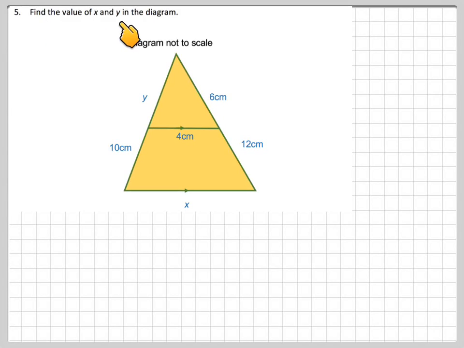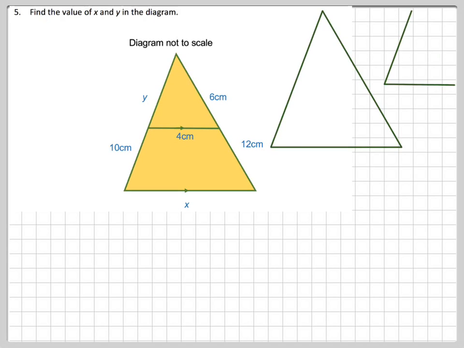Find the value of x and y in this diagram. So here is x and here is y from here to here. Okay, so we've got one triangle here, one triangle here. It's a good idea sometimes to draw them out separately. Now, why are they what we call similar triangles?